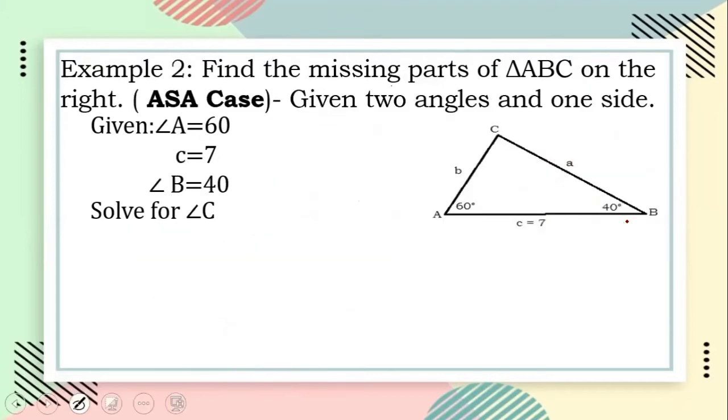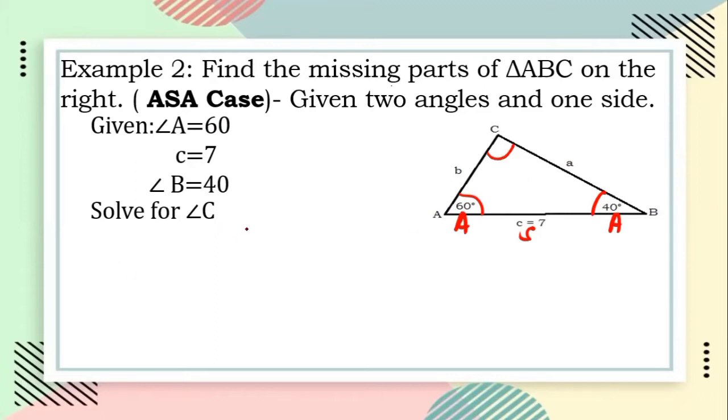Let's proceed to the ASA case. Given two angles and one side. So this is the angle, side, angle, or ASA case. Given two angles and one side, let us solve for the measure of angle C. We are given the measure of angle A, which is 60 degrees, and angle B, which is 40 degrees. We can now solve for angle C because we already have two angles in one triangle.